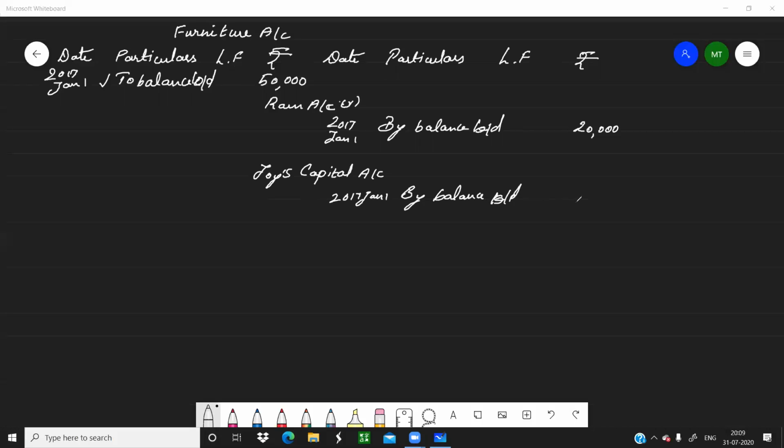Balance brought down. The amount is 1,60,000 rupees. That's all. Okay? So, opening balance means we prepare it by balance to balance. Understood?